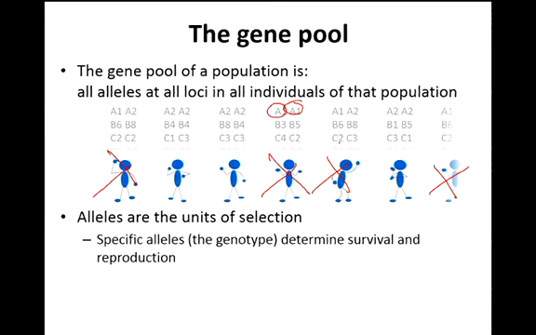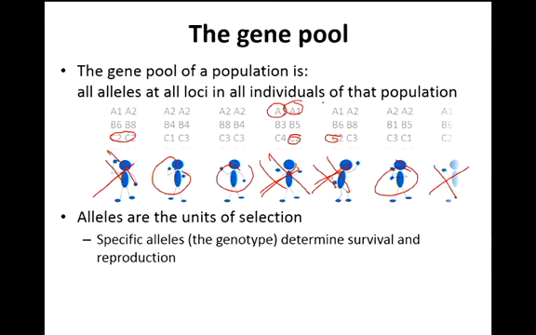This person would die, but he's also already dead. This person will also die, but he's dead already, so that's cool. So it really means that if there was selection against the C3 and A1 alleles for some reason, then this person and this person would survive to reproduce. Okay? So the alleles are what's important in natural selection, because alleles determine how the individual survives under selection.